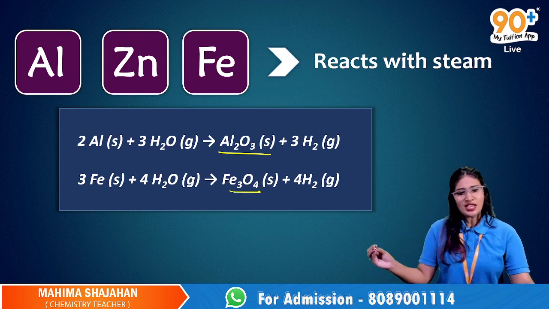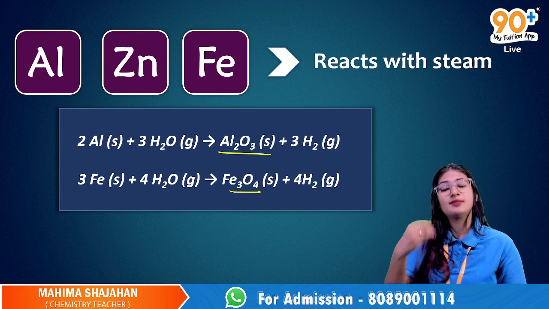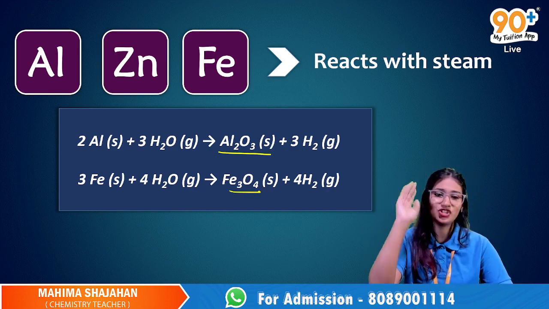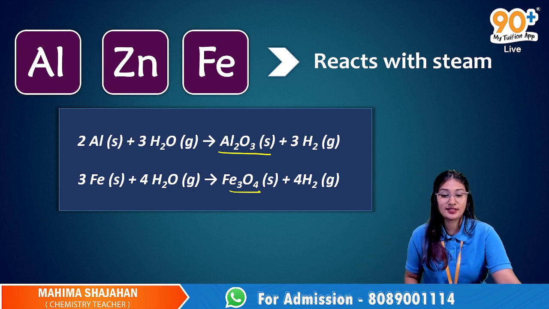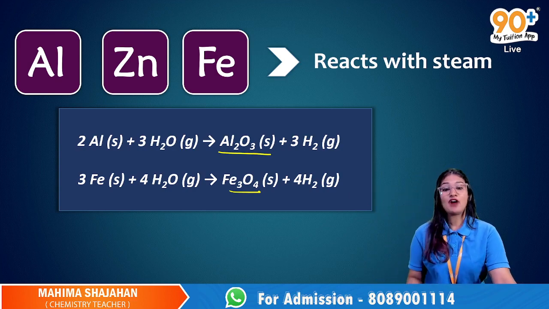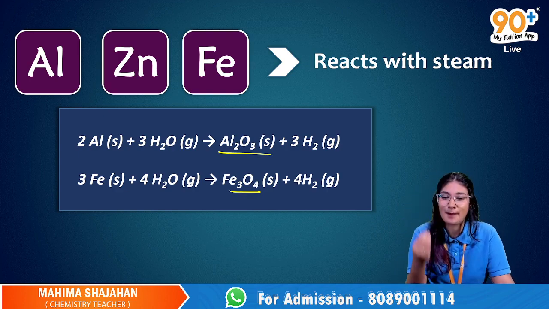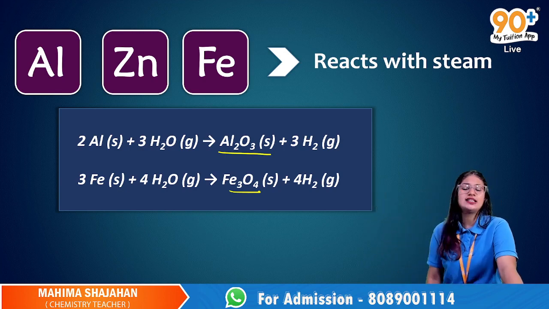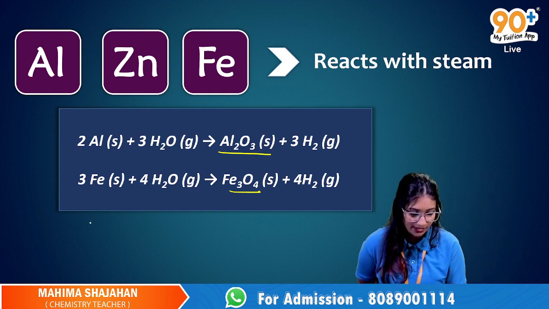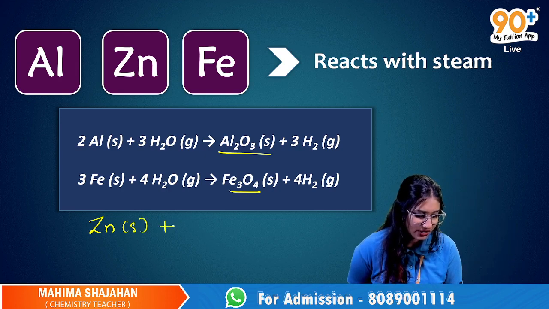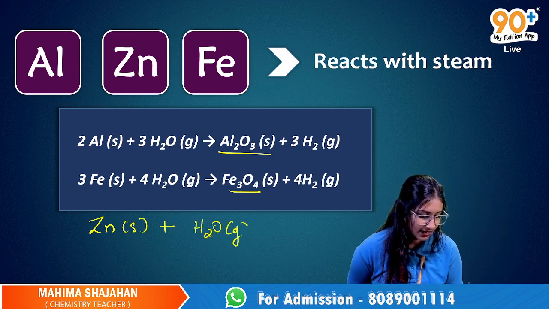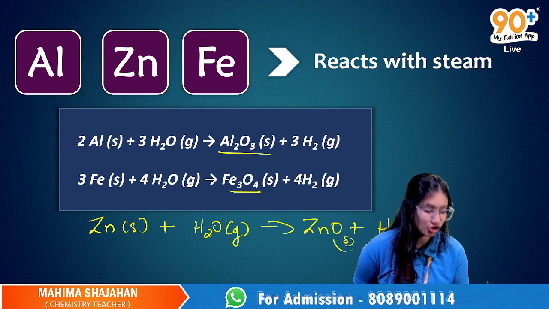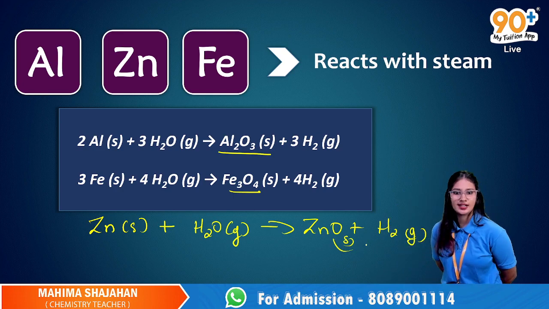Now, let me ask you a question. If it reacts liberating a gas, and we suspect hydrogen, how will you prove it? You already know it from lower classes, first chapter, second chapter. When the gas evolves, we show a burning matchstick. If the gas burns with a pop sound, we can confirm that the gas evolved is hydrogen. I'm going to write the reaction of zinc with steam. Zinc, which is a solid, reacts with steam to form zinc oxide and hydrogen gas. This will be the reaction of zinc and water. Clear? Easy.